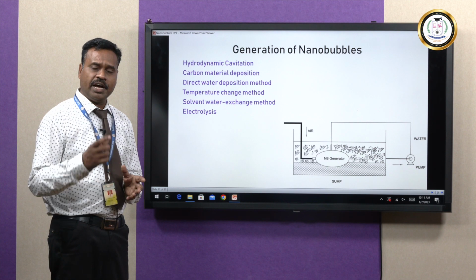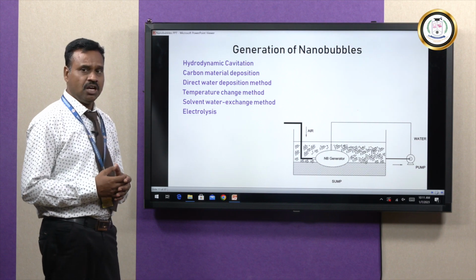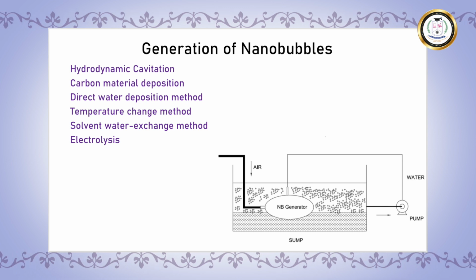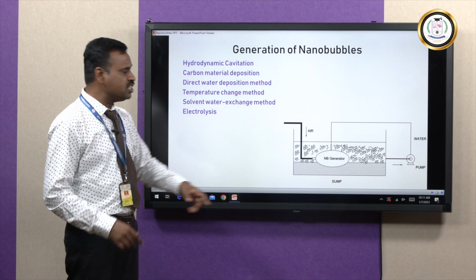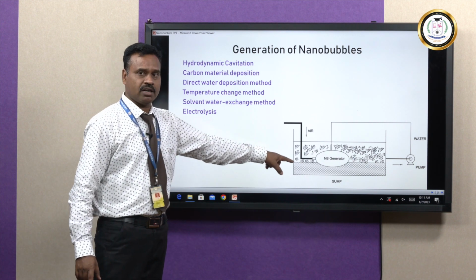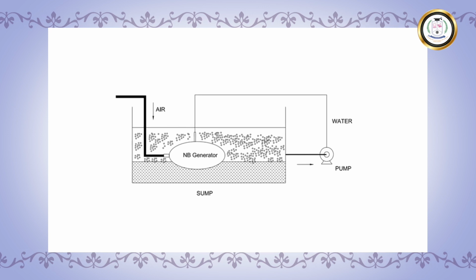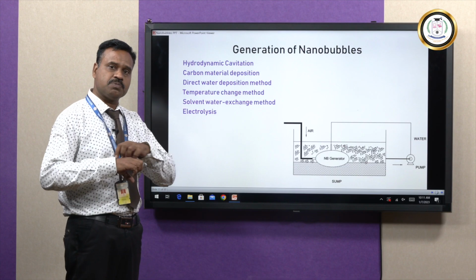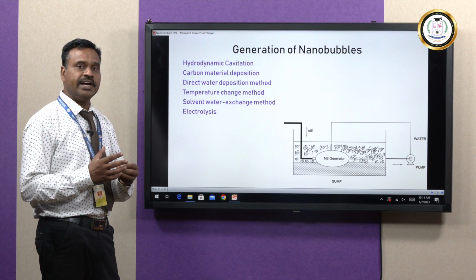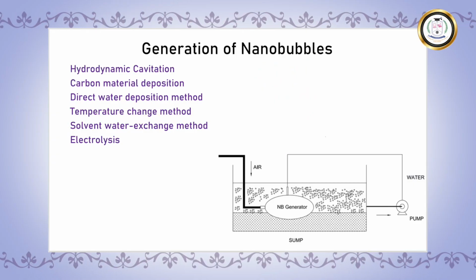You can see here, I already told some generation methods for the nanobubbles: hydrodynamic cavitation, carbon material deposition, direct water deposition method, temperature exchange method, electrolysis, and solvent exchange method. In this figure, you can see this is called hydrodynamic aeration. Here we are inducing the air through the tank which is filled with water, inside which we have the nanobubble generator. When the air enters, due to the shearing action, the gas splits into nano size. Because of this, whatever contaminants are present in the water will get moved to the top surface and be removed. This is the main benefit of this nanobubble technology with air as the application.